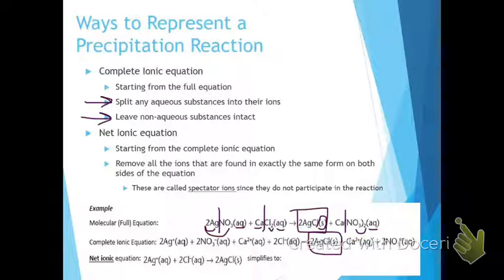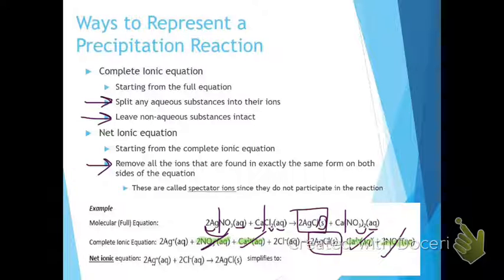Once we have the complete ionic equation, to get to the net ionic, we want to remove those spectator ions. Spectator ions are things that appear exactly the same on both sides. In this case, that's going to be our calcium ion, so we have Ca2+ aqueous on both sides, and our 2 aqueous nitrate ions, which we see are the same on both sides as well. So those are going to cancel out, and what remains is the net ionic equation.